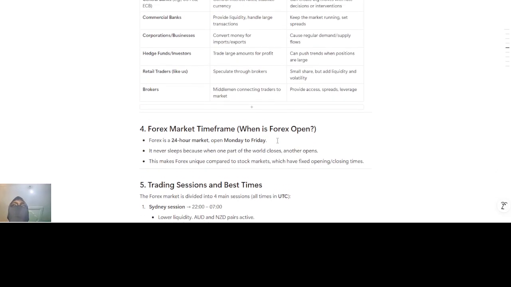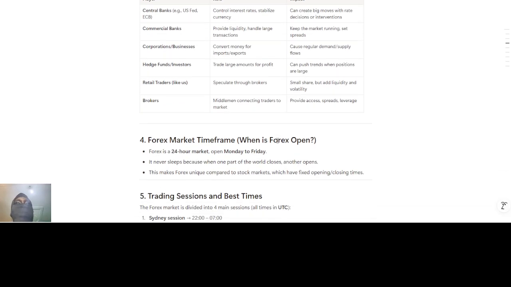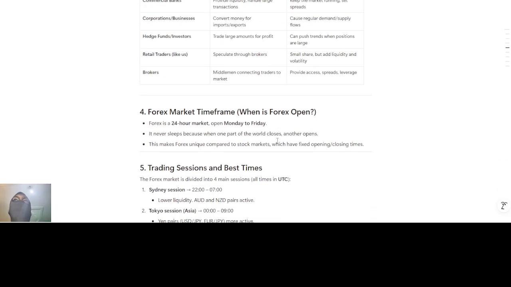So moving on from the market players and their impact, we have to talk about the Forex market time frame. When is Forex open? Forex is a 24-hour market, open Monday to Friday. That is 24 hours, 5 days a week. It never sleeps because when part of the world closes, another opens. This makes Forex unique because of the different time zones. It is unique compared to stock markets, because stock markets have fixed opening and closing times.